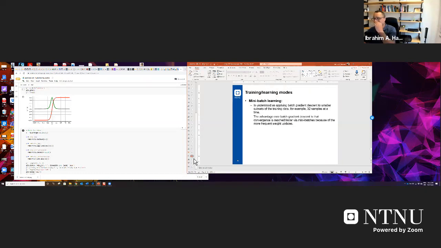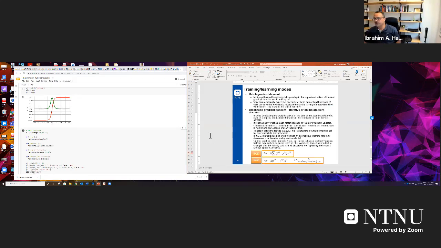And mini batch is a trade-off between the two modes of learning. Because we have a problem here, right? In batch gradient, sometimes it's smooth, but imagine you have a data set which consists of 10 million data points. Maybe your computer will not be able to handle it, right?